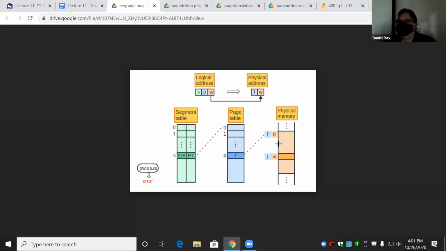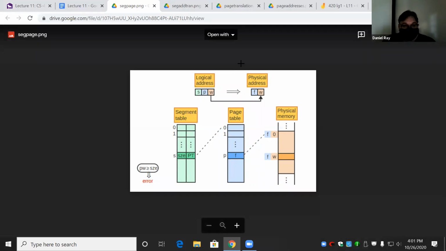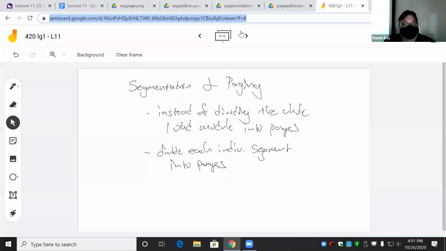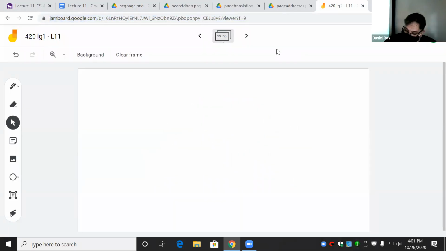What will we need? The answer is we need a special place in memory, and it's called the translation look aside buffer.